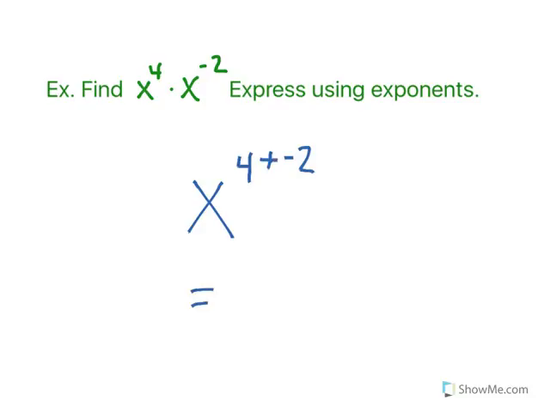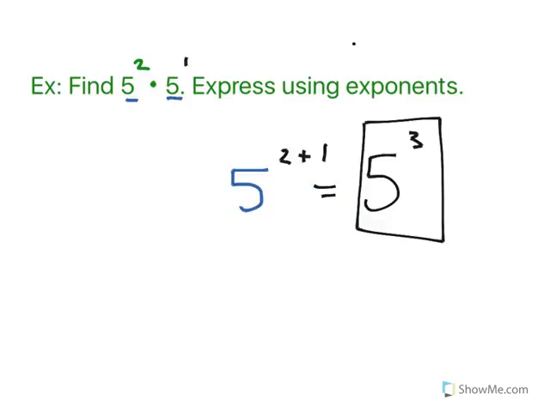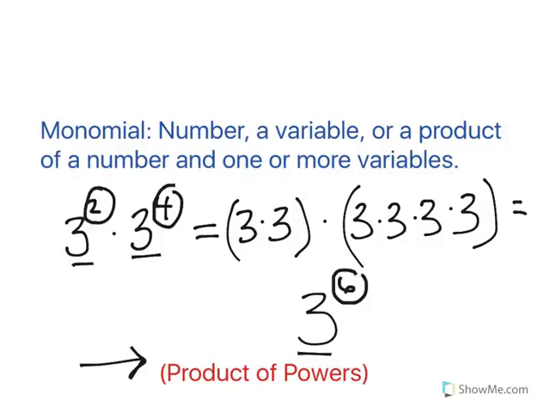So this is going to simplify into x. 4 plus negative 2 is just 2. So this is going to simplify into x to the power of 2, or x squared. So again, this whole lesson is on multiplying those bases with different exponents. All we have to do is take those exponents and add them together. Simple as that. Make sure that you are referring to the product of powers throughout this lesson.